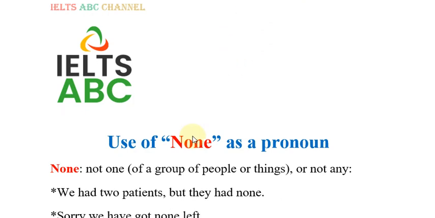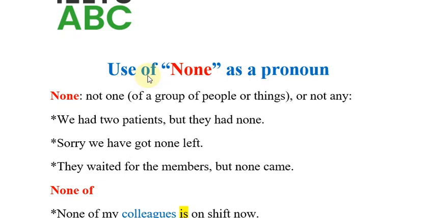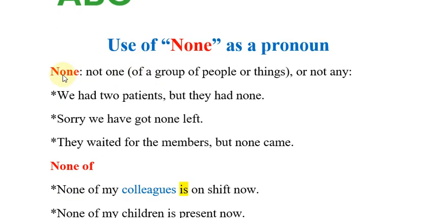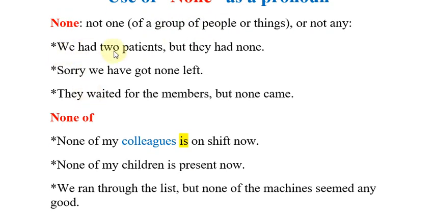We're going to work on none and none of, and of course, the difference between none and neither in this lesson. Now, use of none as a pronoun. When you say none, it means not one, it means not any. But the key point is that you're talking about a group of people or things, usually three and more. Now, guys, we can say we had two patients, but they had none.